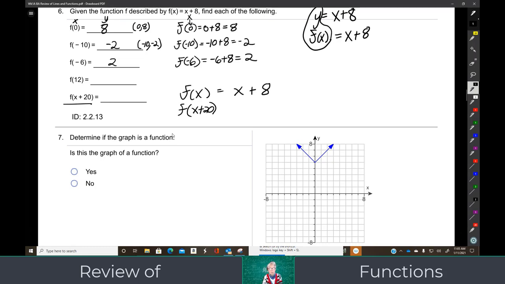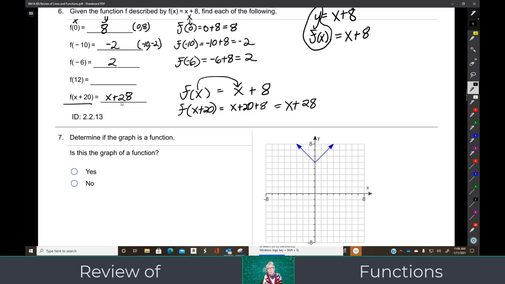Doesn't matter. There's a rule that says whatever goes in the parentheses goes in for the x, period. And you don't argue about it. So I'm going to take x plus 20 and put it in for the x. And then I add the plus 8. Well, that's going to give me x plus 28.